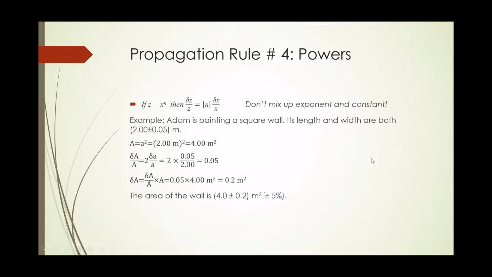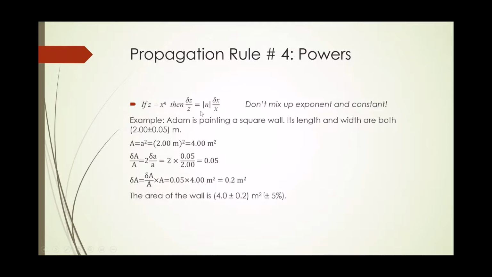Rule number 4 applies to powers. So the rule is, if z is x to the nth power, then there's no rule for absolute uncertainty. You just have delta z over z is n times delta x over x. If n is negative, like x to the minus 2 power, you put an absolute value sign outside n. So here you see the relative uncertainty gets n times bigger.